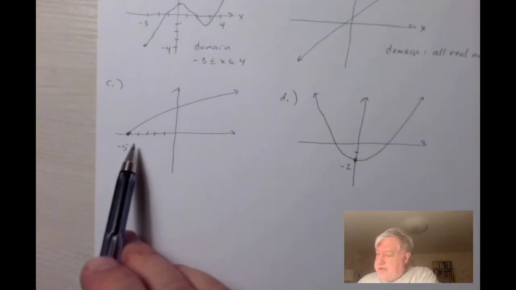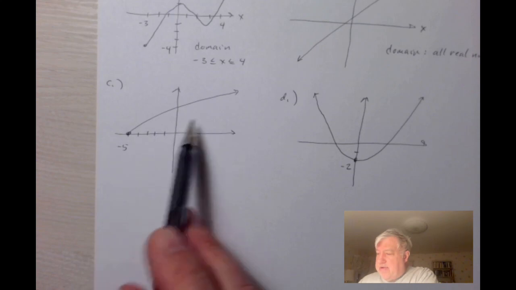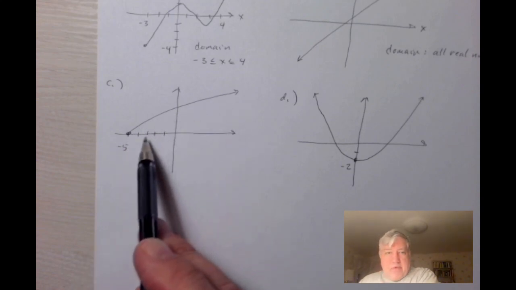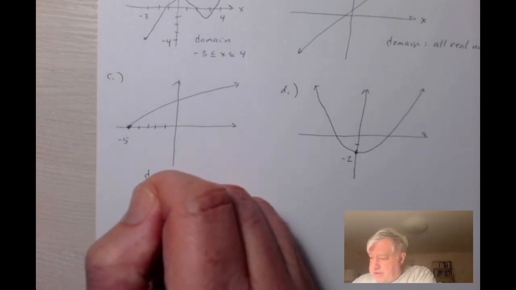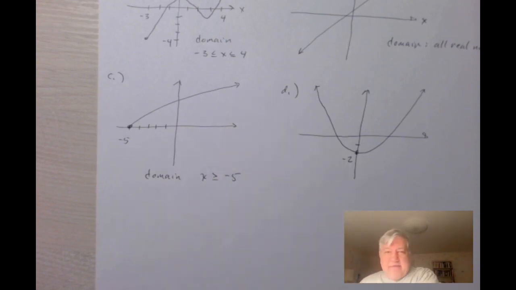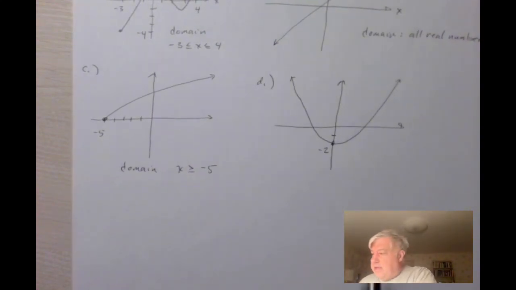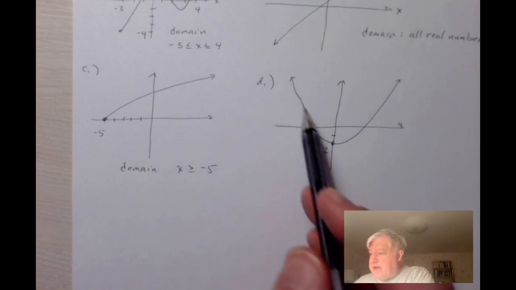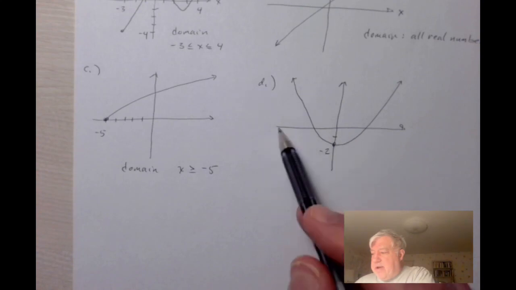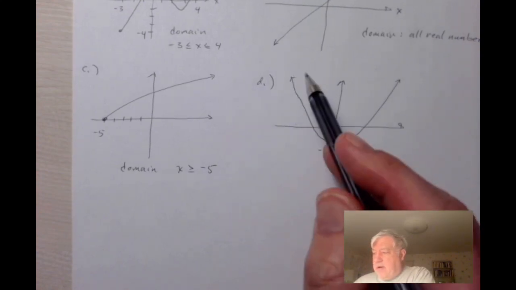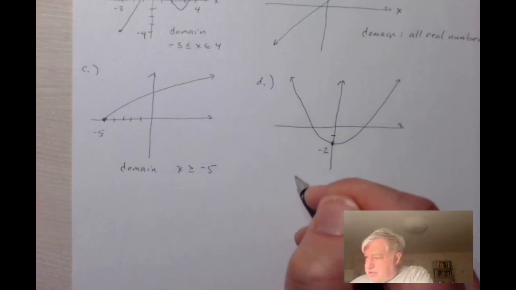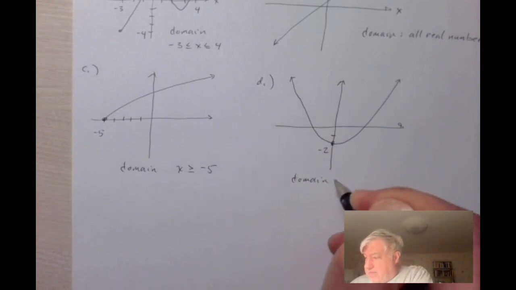Here we can see this is a function. The x coordinates of the points are all greater than or equal to negative 5. So here the domain would be all x values greater than or equal to negative 5. And here, because this curve just goes on forever, we can pick any x value, and there would be a point on this curve. So the domain would again be all real numbers.